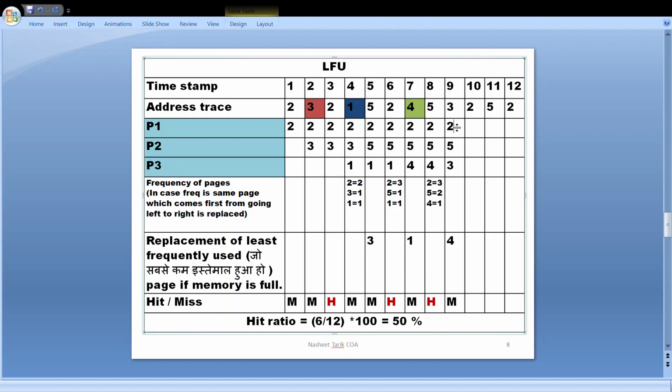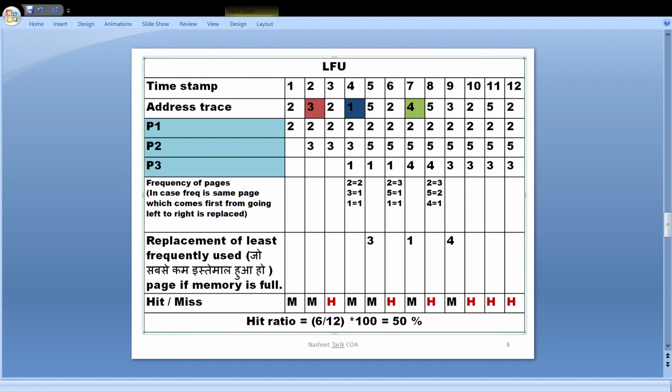Now again page number 2 is accessed. Page number 2 is there in M1 memory, so it is a hit. Then page number 5 is accessed, which is again there in the M1 memory, so processor will access it directly from there, so it is a hit. And the last timestamp, the execution of program requires address trace for page 2 to be accessed, and it is already there in M1 memory, so again it is a hit.